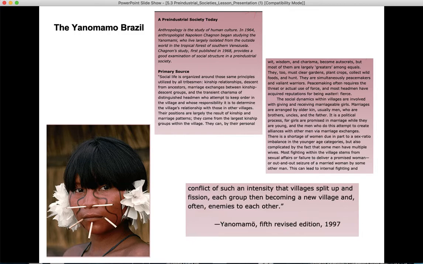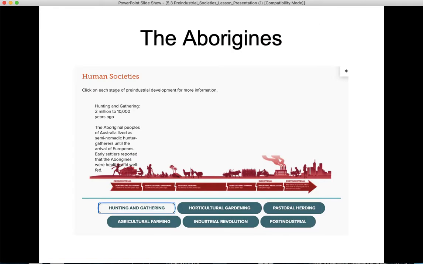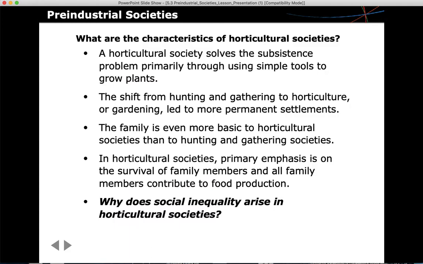Reading progress check. Analyzing. Why do hunting and gathering societies tend to be small? Horticultural societies. Guiding question: what are the characteristics of a horticultural society? A horticultural society solves the subsistence problem primarily through using simple tools to grow plants. This type of society came into being about 10,000 to 12,000 years ago, when people learned they could grow and harvest certain plants instead of simply gathering them.